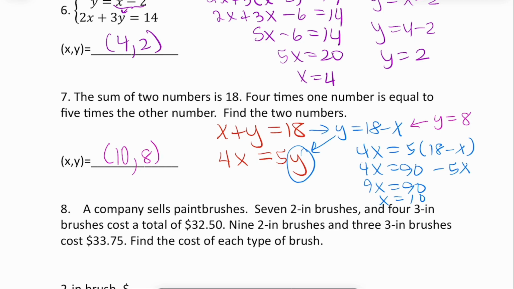Now, if you called x and y other things, you might have gotten the answer 8, 10. That's okay. I just need to know what the two numbers are. So the order doesn't really matter. Okay, so there is number 7.